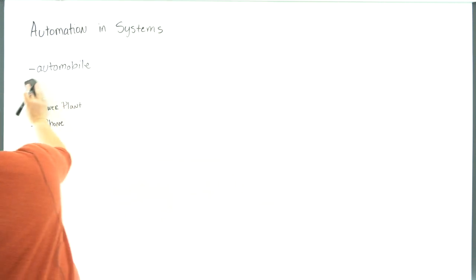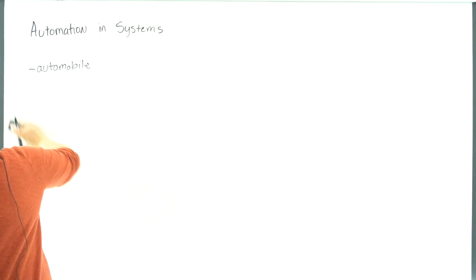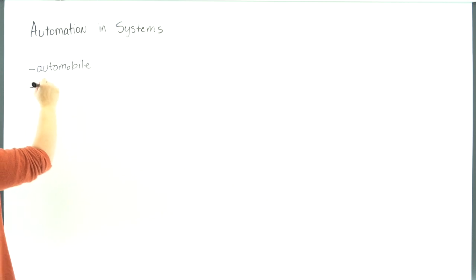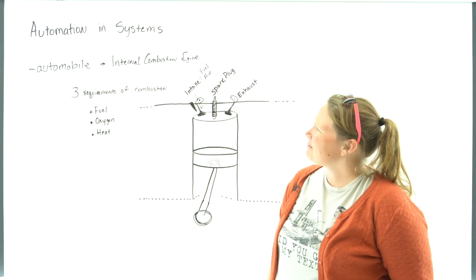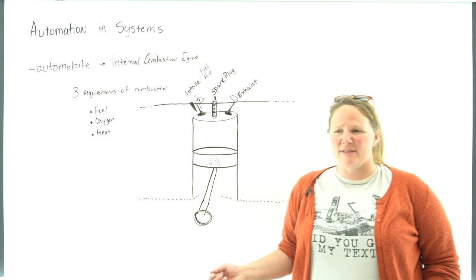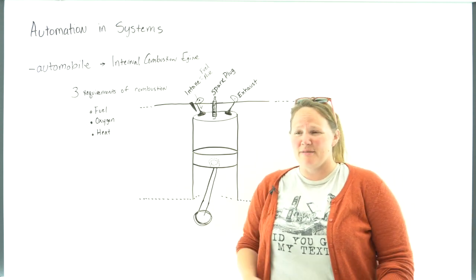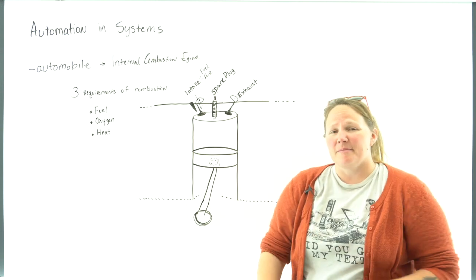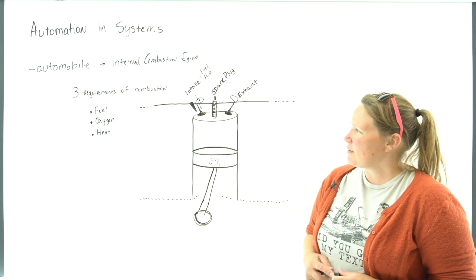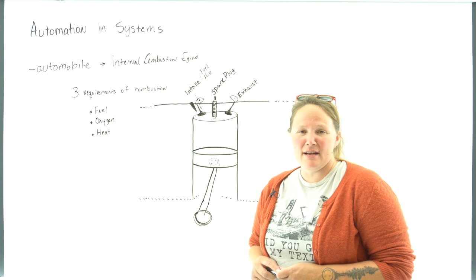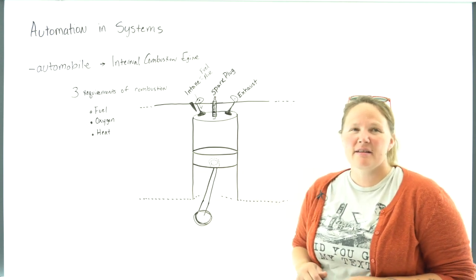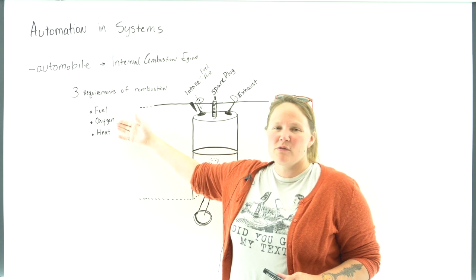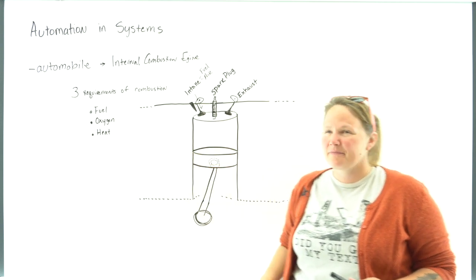Now we're going to talk about the automobile, specifically the internal combustion engine. So an automobile uses an internal combustion engine, which is an automated system. There are 3 requirements that we need for combustion in an ICE or internal combustion engine. That's fuel, oxygen, and heat.